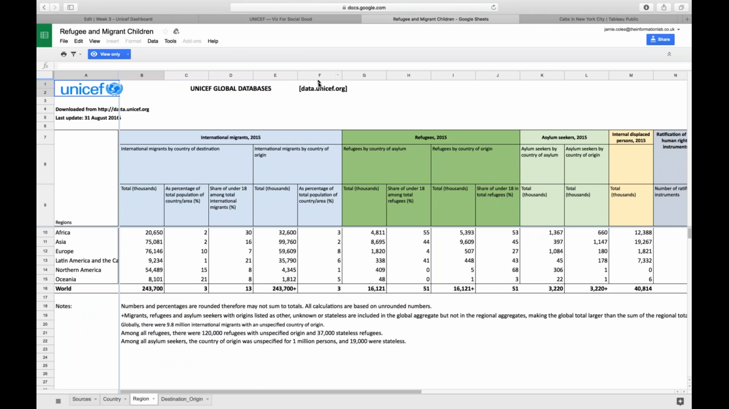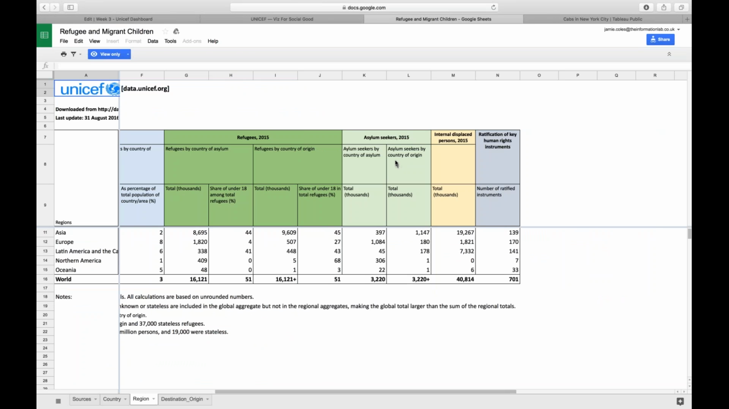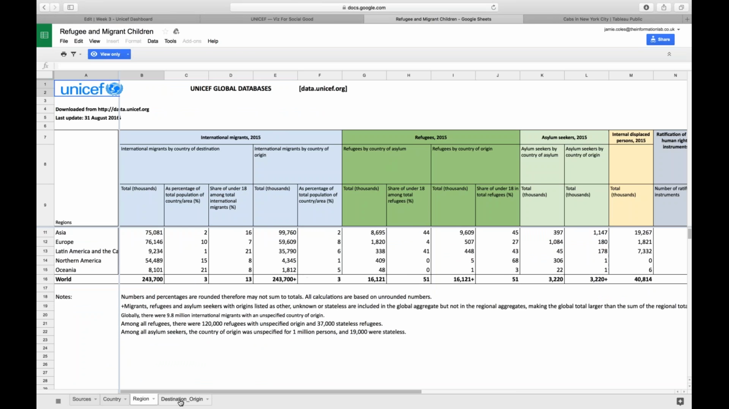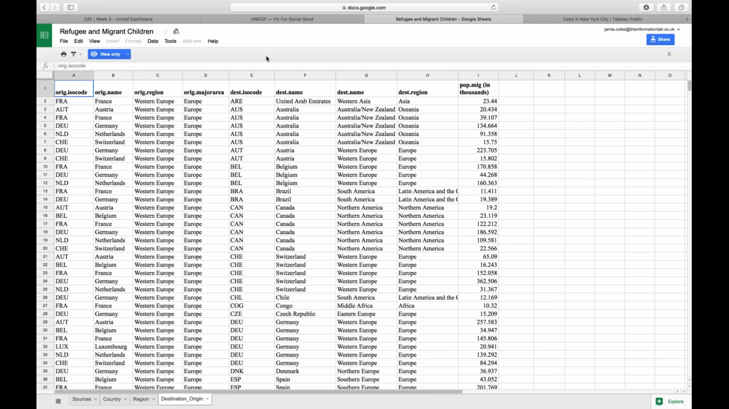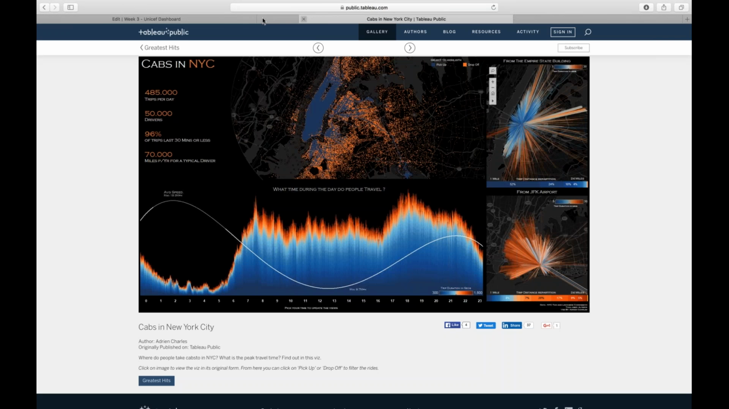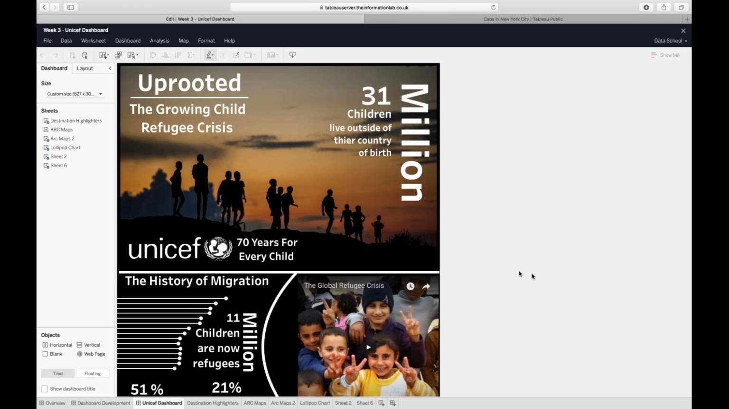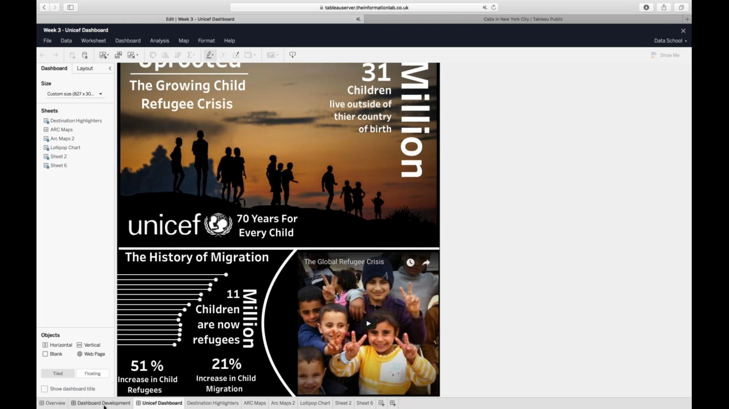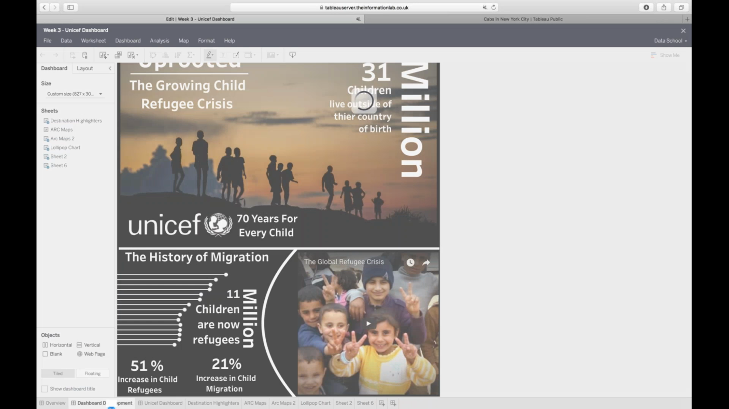And this was the data available for me to explore and use within the infographic. So back to my infographic. So basically I just wanted to show what I learned during the week.